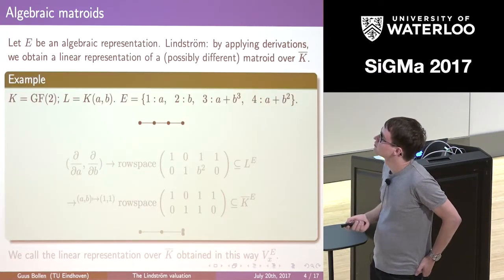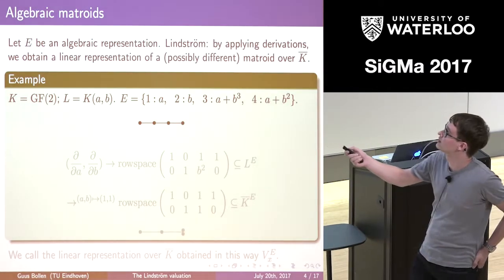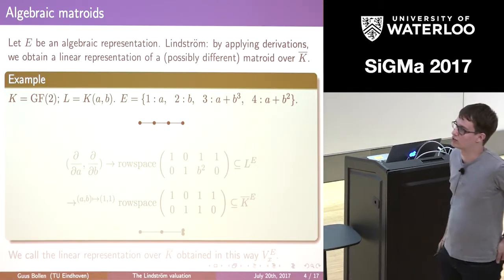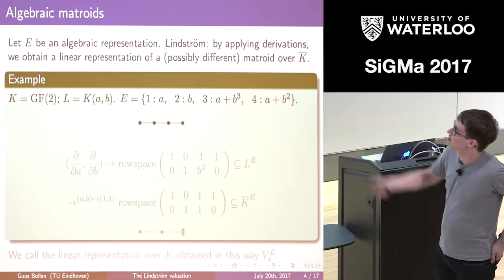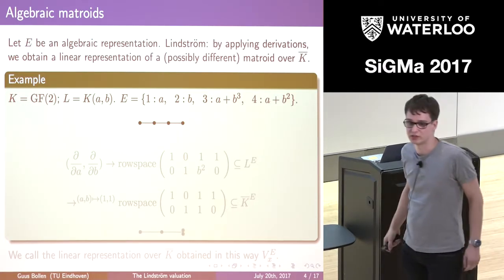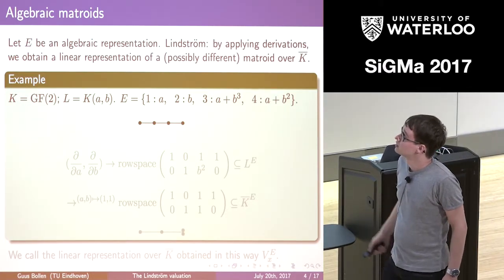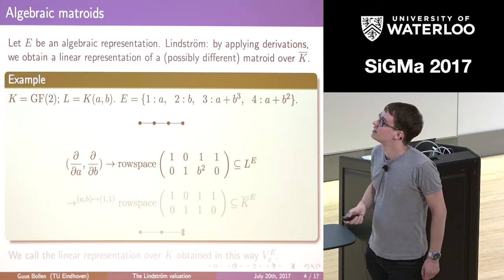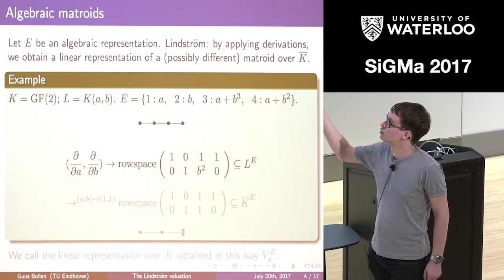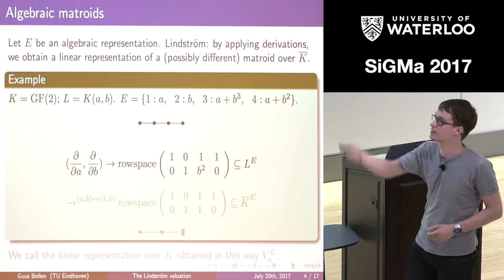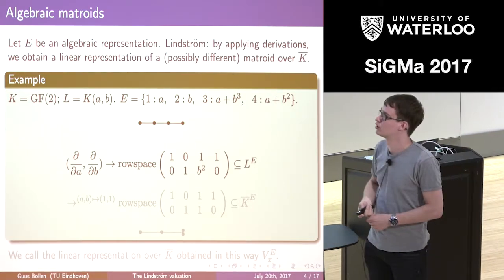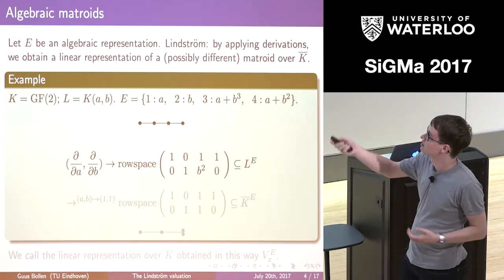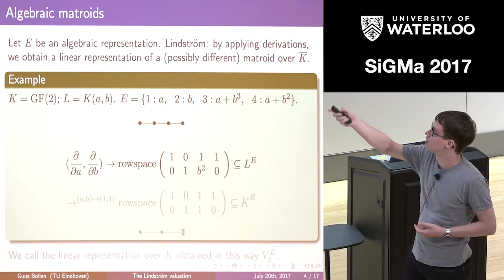So we have this example again. I just replaced the b by b to the third in the third representative. And this is an algebraic representation of U24. Now what do we do? I create a matrix, and in the first row I take the partial derivative of everything by A, and in the second row I take the partial derivative by B. And this gives me a matrix, well, I take its row space, over L.